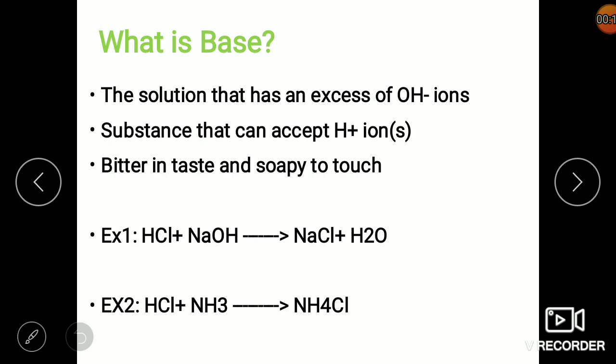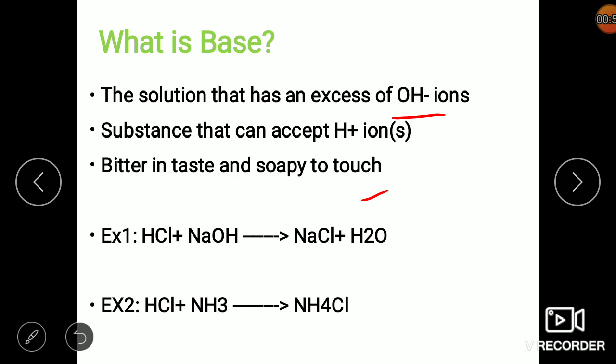What is base? We already have the idea that the solution or the substance that tastes bitter and feels soapy on touch are bases. Today we'll learn a bit more about the base. Now, what is the new definition of base? The new definition says that a solution that has an excess of OH minus ion. The other name of OH minus ion is hydroxyl ion. So the solution that can produce or have excess of OH minus ion are called bases.